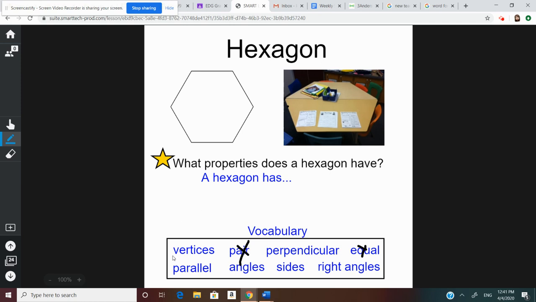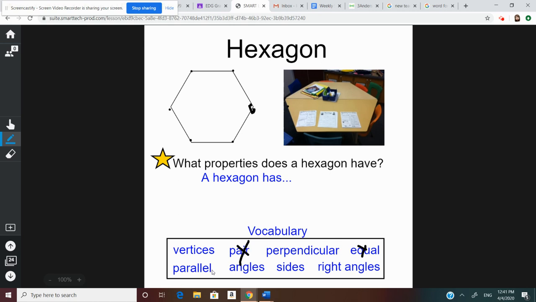All right, friends, so if we're looking at the hexagon, I can see that it has 6 vertices. 1, 2, sorry, it's a bad dot. 3, 4, 5, and 6. It has 6 vertices. It does not have any perpendicular lines. You should have said no here. No perpendicular lines. There are no right angles anywhere on the shape, which would create a perpendicular line.